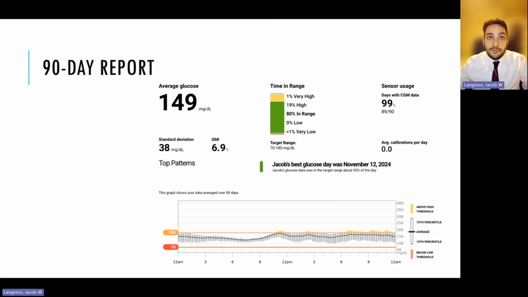Here's an example of my 90-day report. You can see how I'm often staying in range and get an idea of times when I'm out of range. It looks like I'm well controlled at night, but evening is when I have the most variability and moments of hyperglycemia. I'm a late night snacker, excuse me, so that kind of follows my patterns of behavior.